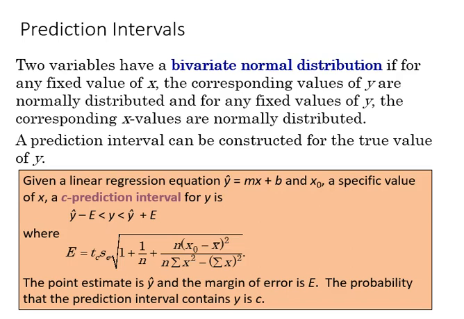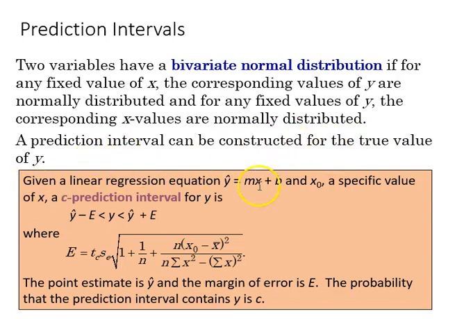Next, we can think about prediction intervals. We could say two variables have a bivariate normal distribution if, for any fixed value of x, the corresponding values of y are normally distributed, and for any fixed values of y, the corresponding x values are also normally distributed. So, based on that assumption, we can look at prediction intervals. We can construct them for the true value of y.